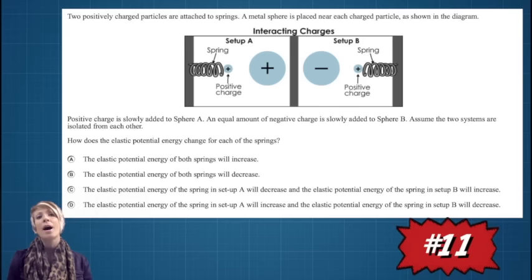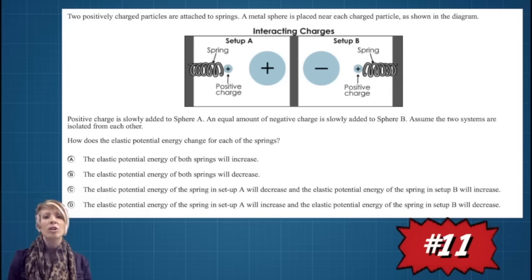Next question. Two positively charged particles are attached to springs. A metal sphere is placed near each charged particle, as shown in the diagram. And if you take a look at the diagram there, you see interacting charges. On setup A, we have a spring on the left there with a small positive charge. And then there's a larger positive charge also placed in that same box. On setup B, we have the spring that has the small positive charge. But this time we have a larger negative charge placed in that box.